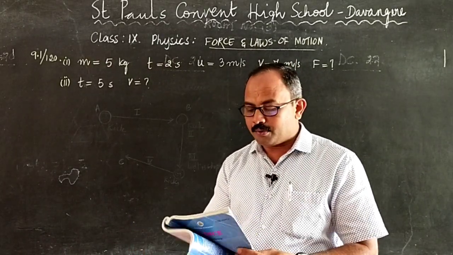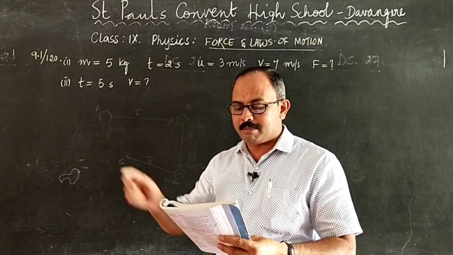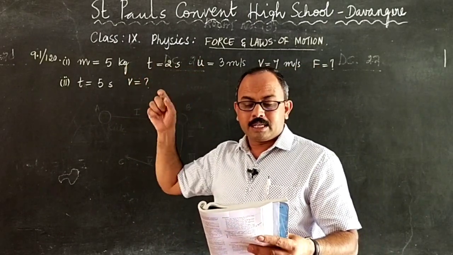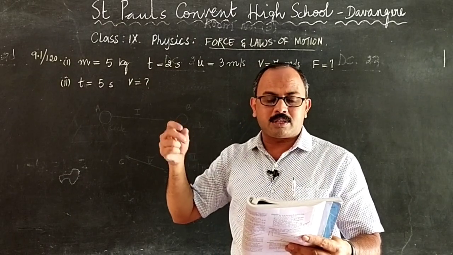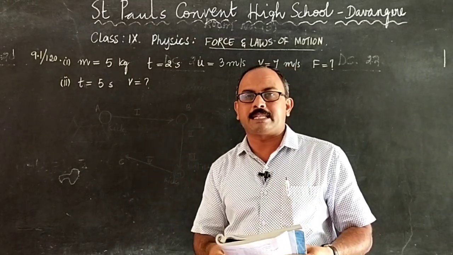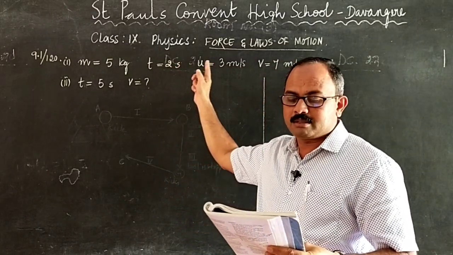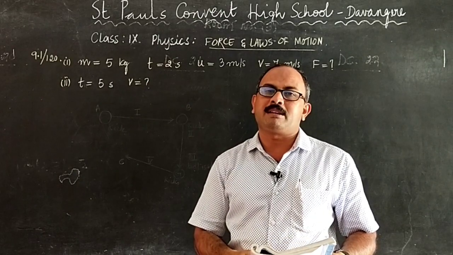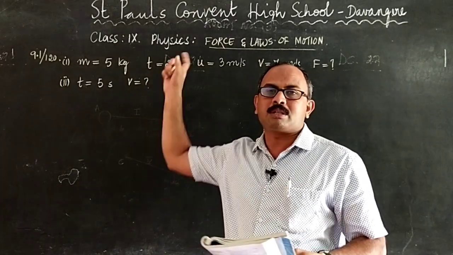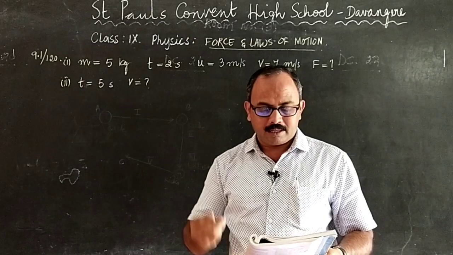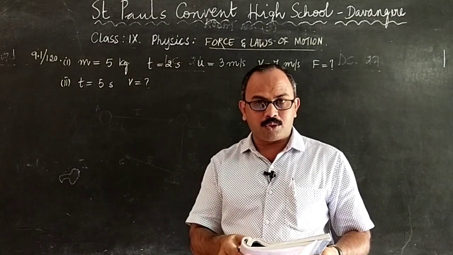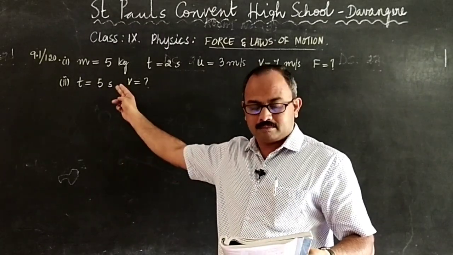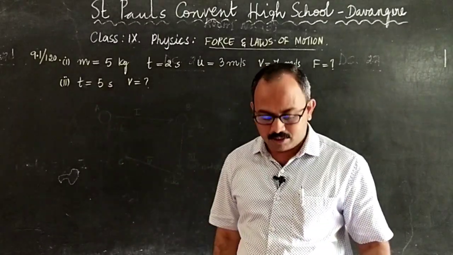A constant force acts on an object of mass 5 kg for the duration of 2 seconds. It increases the object's velocity from 3 meters per second to 7 meters per second. Therefore, initial velocity is 3, final velocity is 7 meters per second. Find the magnitude of the applied force. What is the quantity of the force applied? Second part: if the force was applied for the duration of 5 seconds, what would be the final velocity of the object?